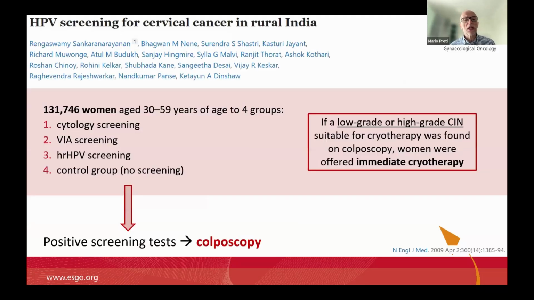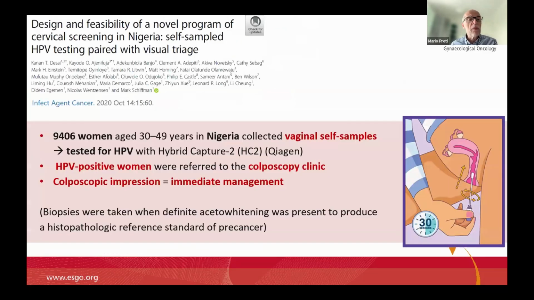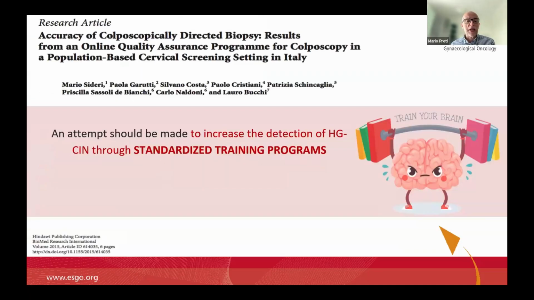Does it work? Yes, it works. We see from rural India that patients submitted to colposcopy were offered immediate cryotherapy, which reduced the incidence of later stage cervical cancer and reduced the cumulative mortality of cervical cancer. And the same happened in Nigeria with self-sample collection and management according to HPV positive women and the colposcopic impression.